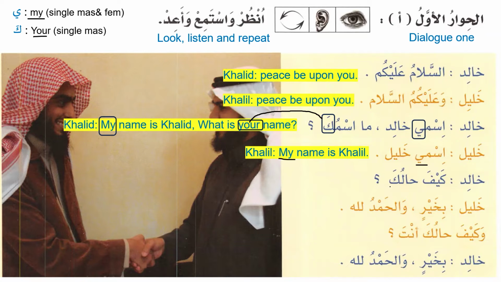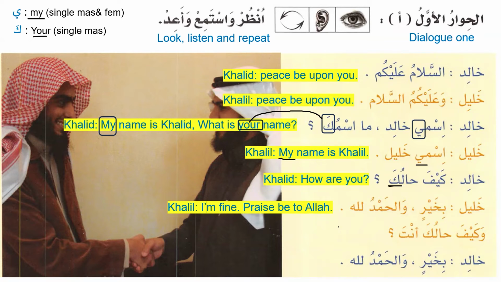Khalid says, Kayfa haluka. And now we have ka over here. So how are you? If you want to translate it word by word, it will be how is your condition. Basically, hal means condition and ka means your. So word by word, it will be kayfa haluka, what is your condition? And then in general translation, we will say, how are you? Khalil says, Bi khairin walhamdulillah. He says, I'm fine and praise be to Allah.